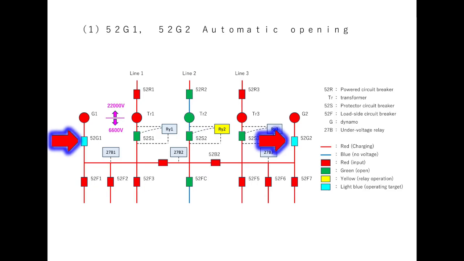Description of power recovery sequence start. The figure shows the state immediately after the power recovery sequence has started. 52G1 and G2 will open automatically first. Normally, circuit breakers 52S1 to S3 on the power company side and circuit breakers 52G1 and G2 on the generator side form an interlock circuit to prevent them from being closed at the same time. Therefore, 52G1 and G2 will be automatically opened first.